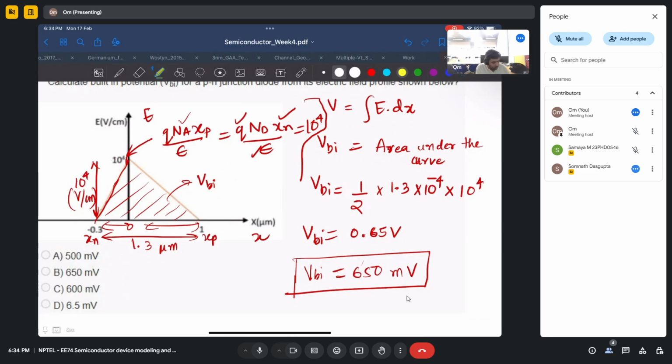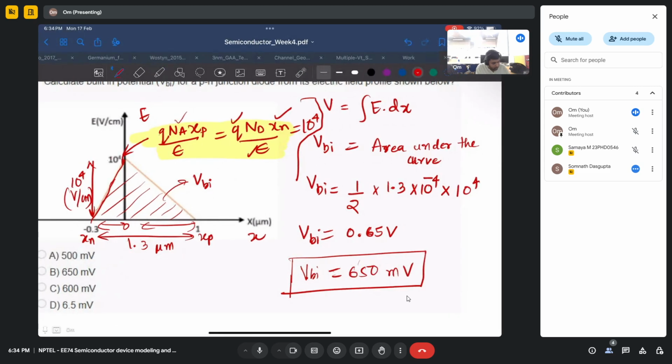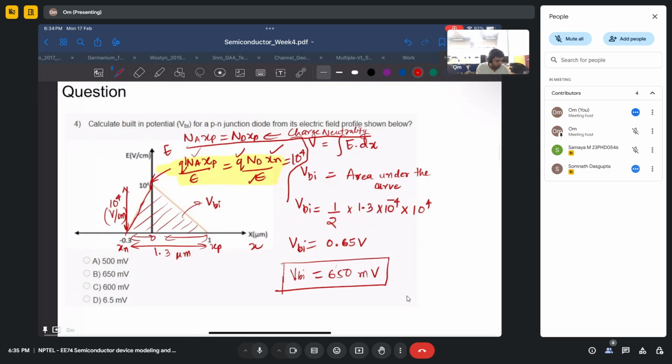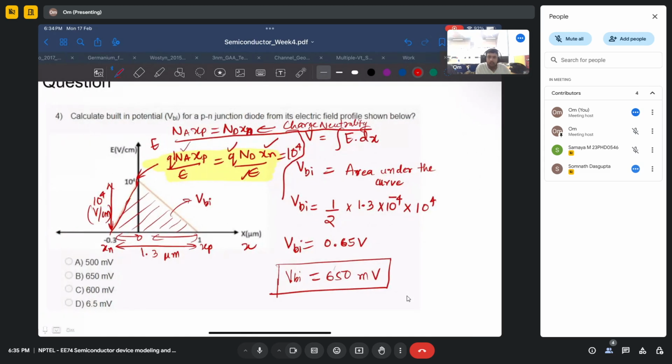And this is also where the charge neutrality comes from, right? While deriving the electric field, this condition comes. Then only we can say NaXp equals NdXn. This is the charge neutrality condition. So I highly recommend you look at the derivation of the electric field. It will help you a lot.